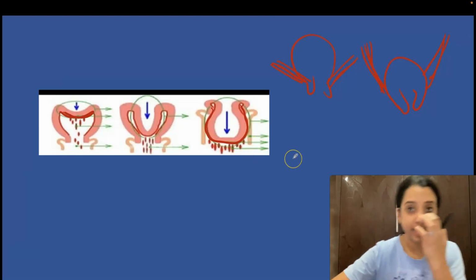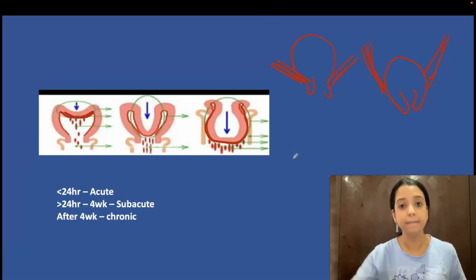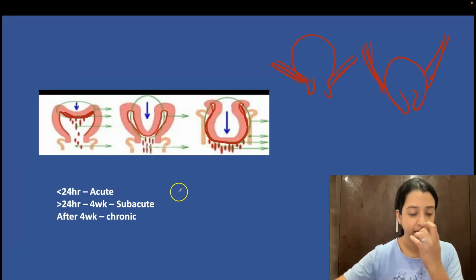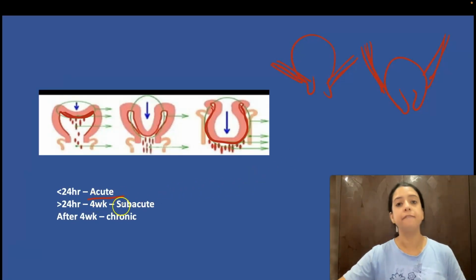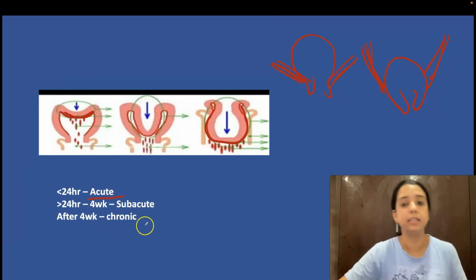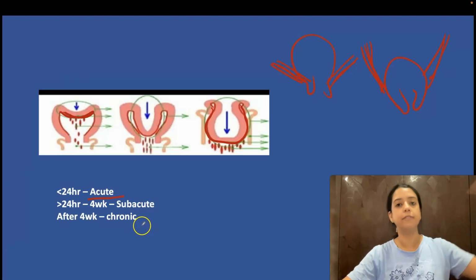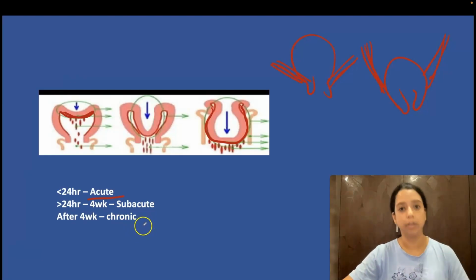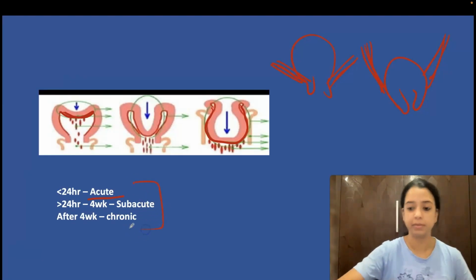It can be of 3 types depending on the duration. If you have discovered it within 24 hours of delivery, which is the most common type, it is called acute. If it is diagnosed between 24 hours to 1 month, it is subacute. If it is diagnosed after 1 month, it is called chronic. Okay, so it can be of 3 types.